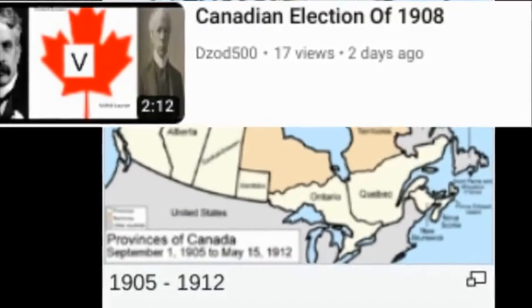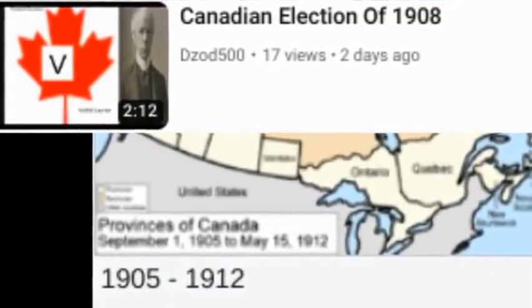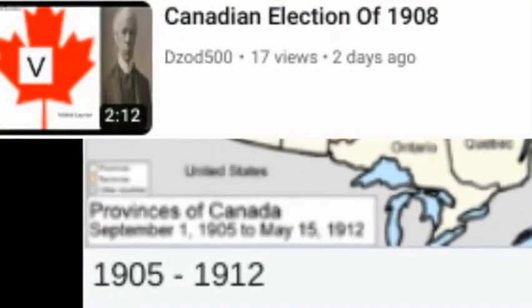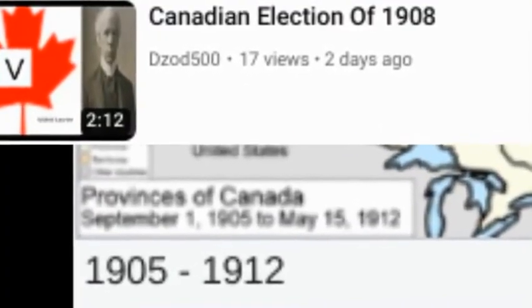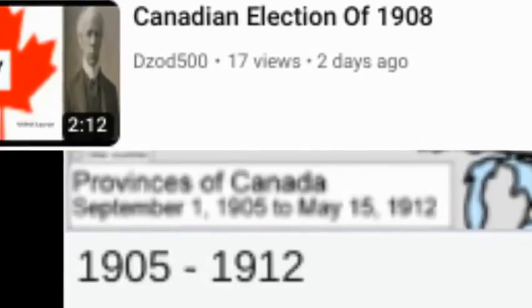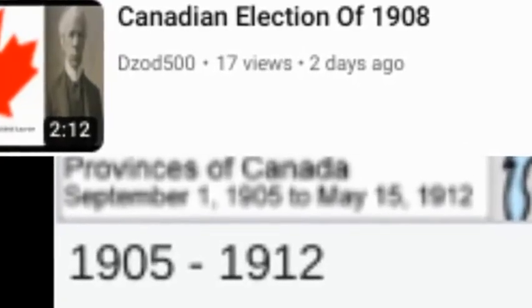And this is the first election in Canadian history where the map was the exact same from the 1908 map into the 1911 map. So nothing changed between any provinces, anything abroad. It's the same thing, which is a surprise to me and most Canadians probably living back then anyways.